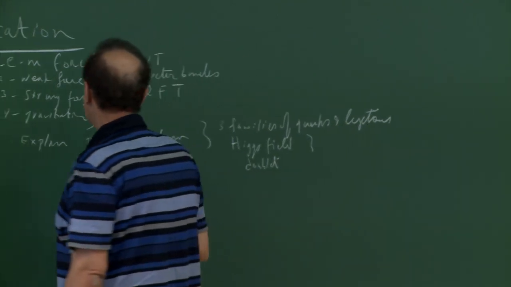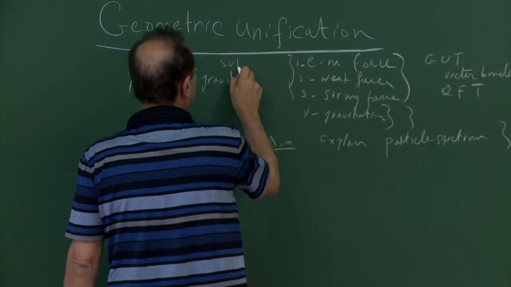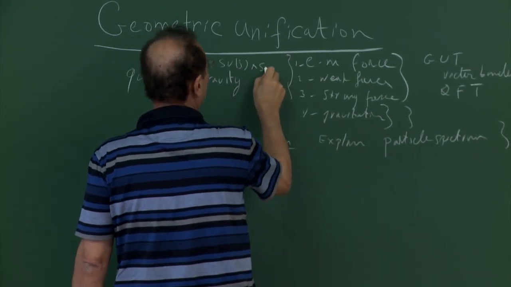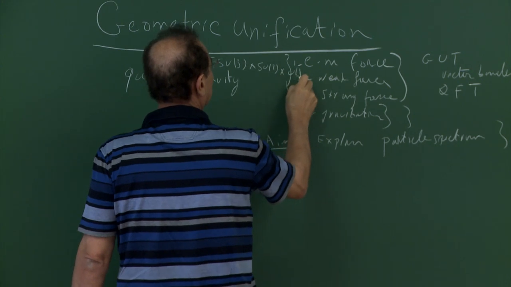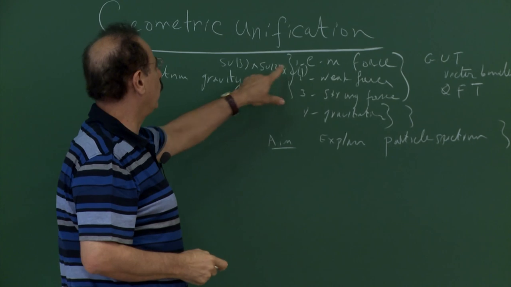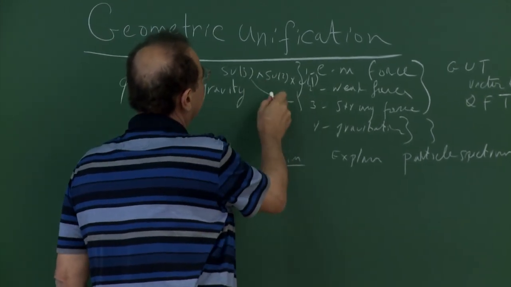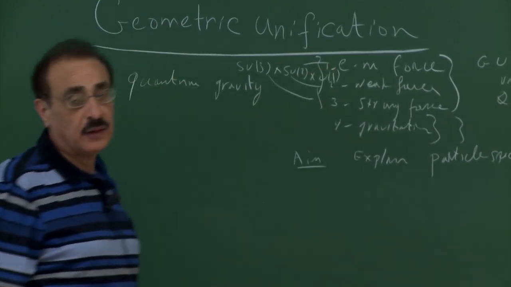Now, these forces, for example, are really described in group theory in terms of Lie groups. And for mathematicians, it's a vector connection on the U1 cross SU2 cross SU3.